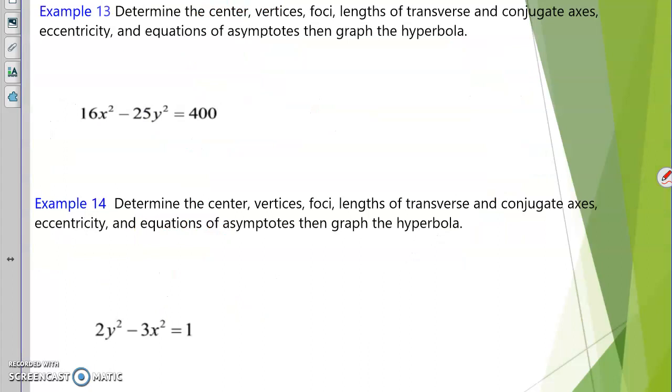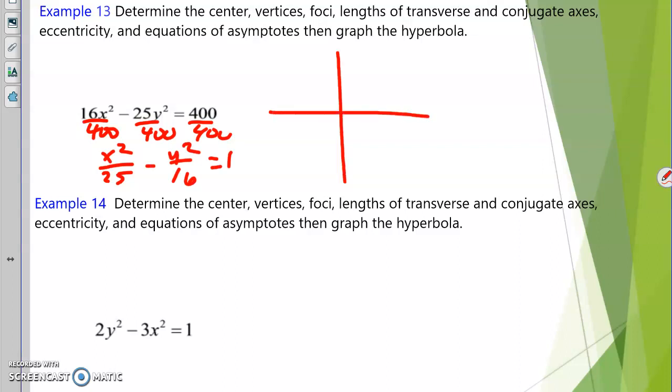So let's start with playing with this one. We're going to get it in standard form by dividing everything by 400. And so I get the equation x squared over 25 minus y squared over 16 equals 1. We know that, if I'm going to draw a cute picture of it here, because the x squared is first, it's going to follow the x-axis. So it's going to look something like that, give or take a half mile. And we're going to find all the stuff for it. When we get done, my graph might not be accurate, but we'll see what it is.